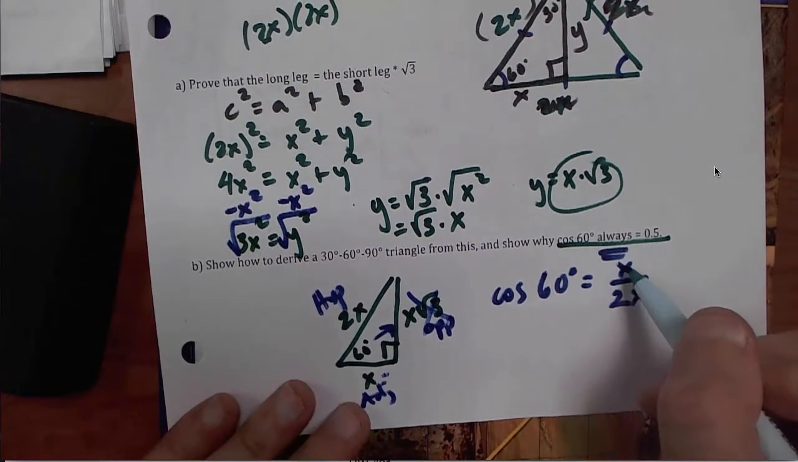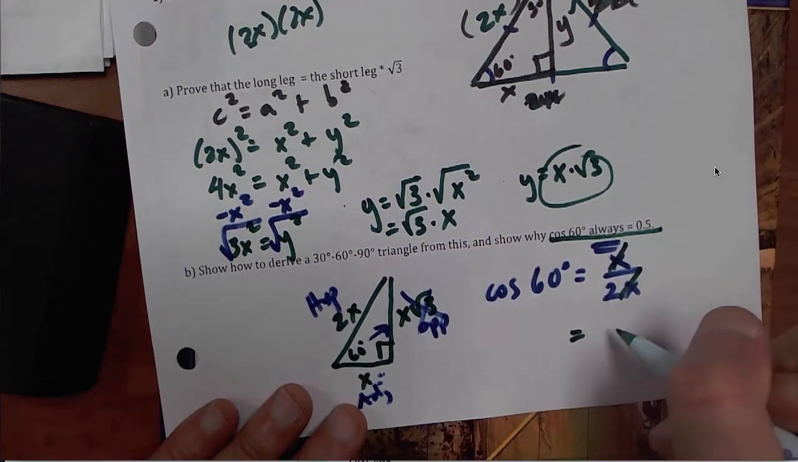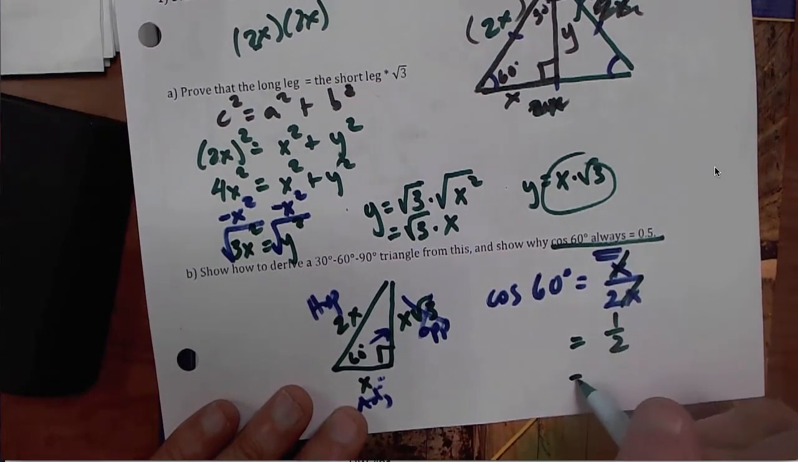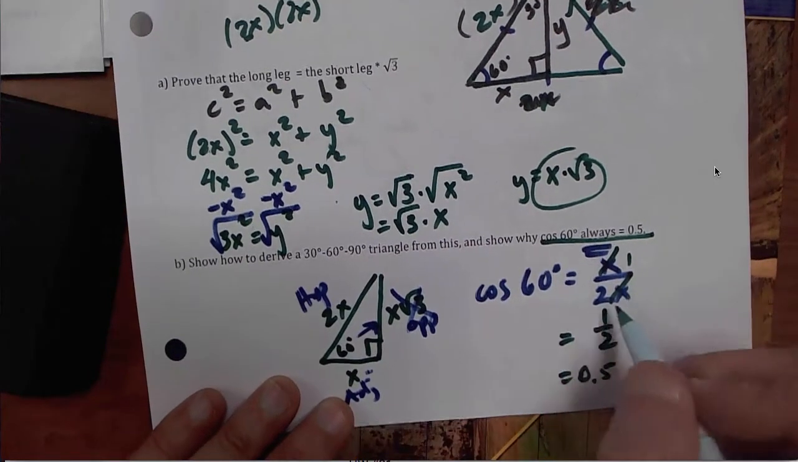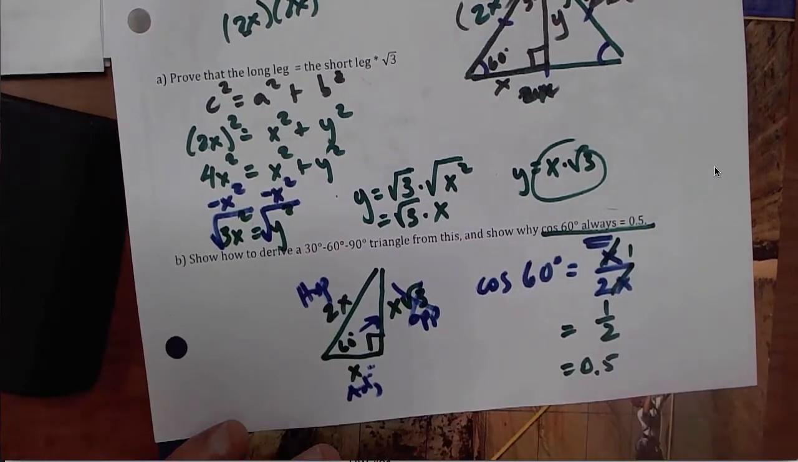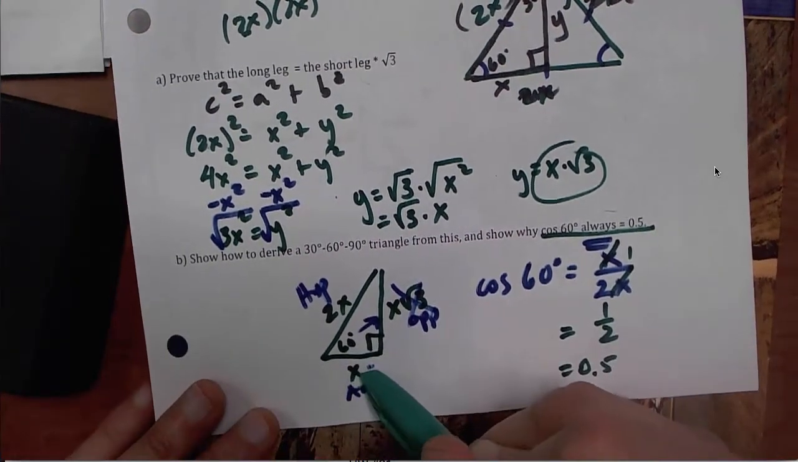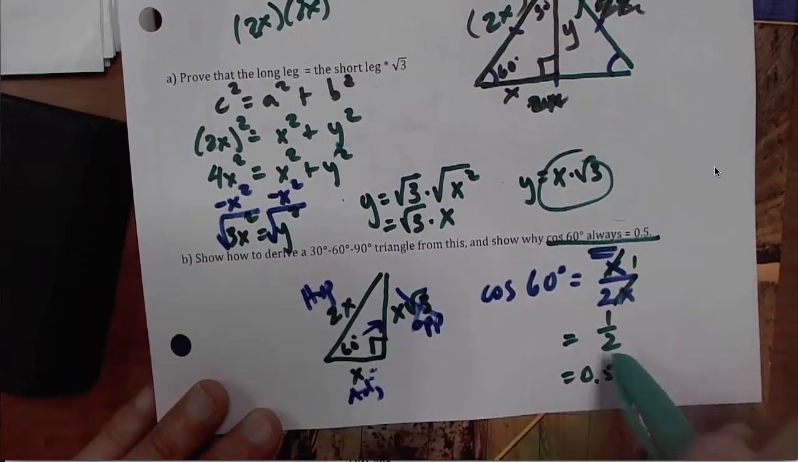Well, what is anything over double that thing? You can just cross this out. That becomes 1 over 2. Just 0.5. Right? It's just a 1. So cosine 60 degrees is always 1/2, no matter how big or how small, right? Because you're comparing shorty to hypotenuse. This is always half of that.